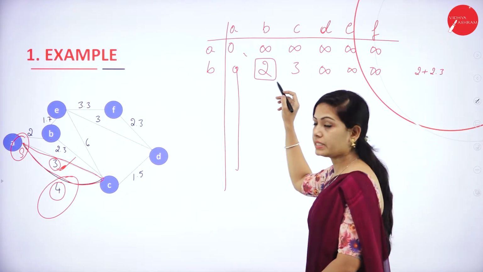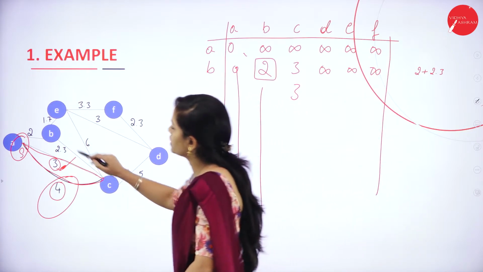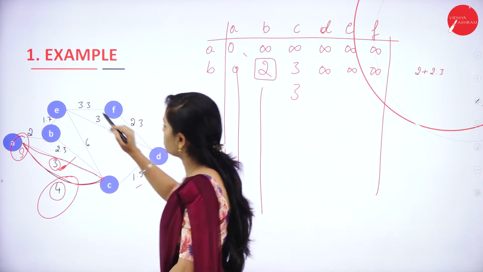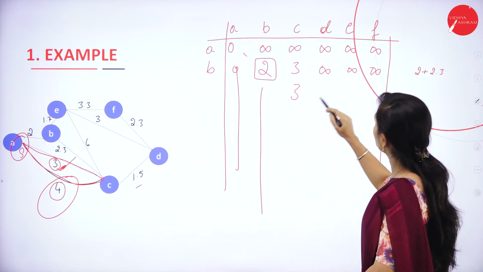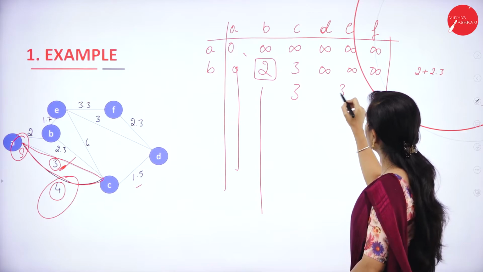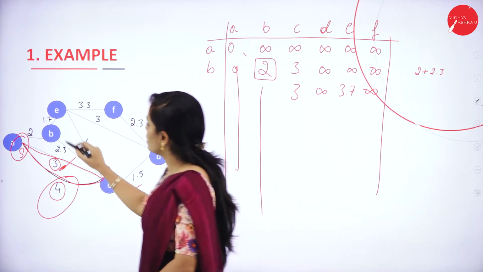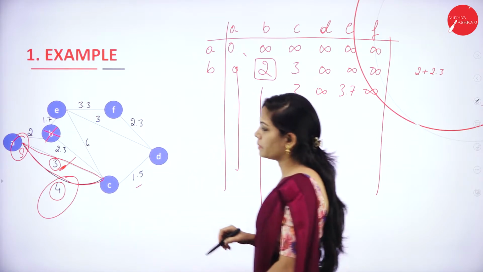4.3 is higher than 3, so as it is, I'll write the C value. And vertex B is connected to E, 1.7. B to E is 1.7 plus 2, which is 3.7, and the remaining are the same. So we can cancel this B also.